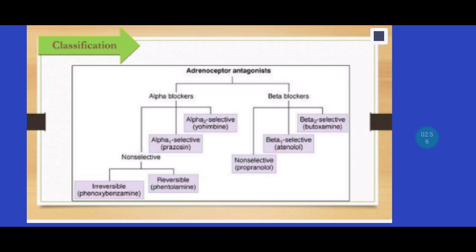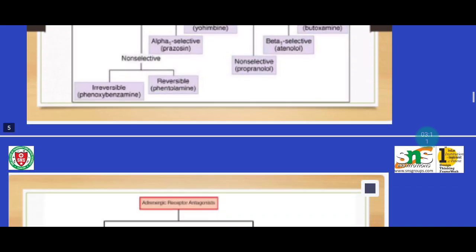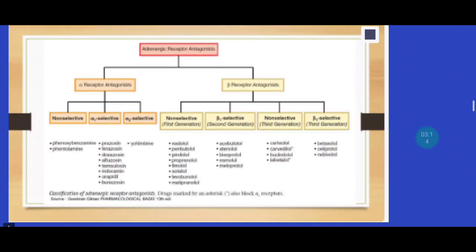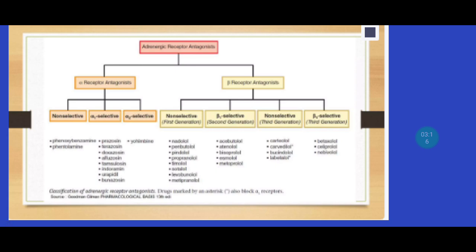And the beta blockers are again classified into non-selective, beta 1 selective, and beta 2 selective. Non-selective example is propranolol, for beta 1 selective atenolol, and for beta 2 selective butoxamine. So the same classification is repeated here.